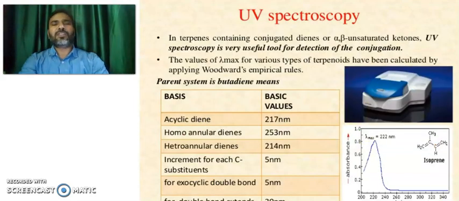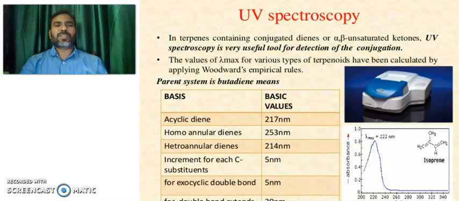Now friends, what is UV spectroscopy? You have already learned it in part 3 and in previous semester 2 or semester 3. UV-visible spectroscopy. In terpenes containing conjugated dienes or alpha-beta unsaturated ketones, UV spectroscopy is a very useful tool for detection of conjugation. You know, friends, the value of lambda max for various types of terpenoids has been calculated by applying Woodward's empirical rule. You have learned Woodward's empirical rule.